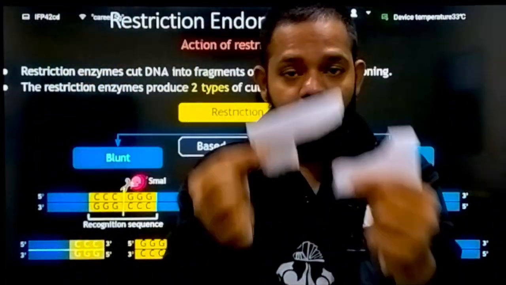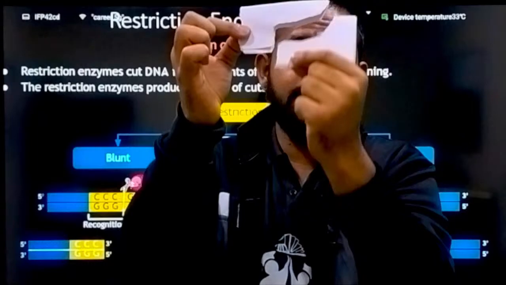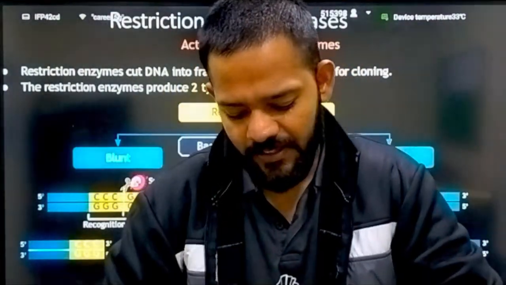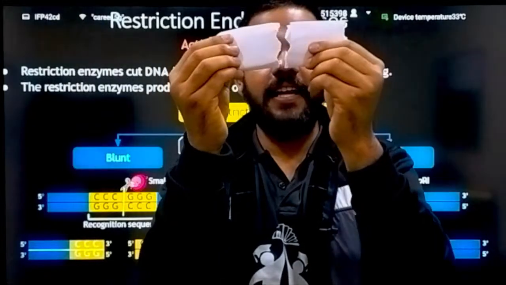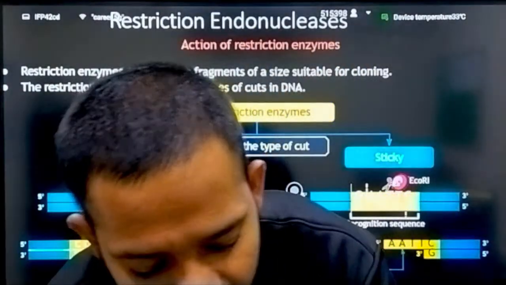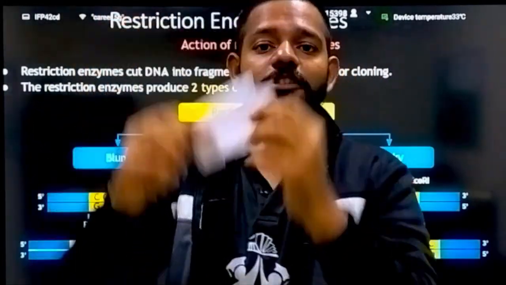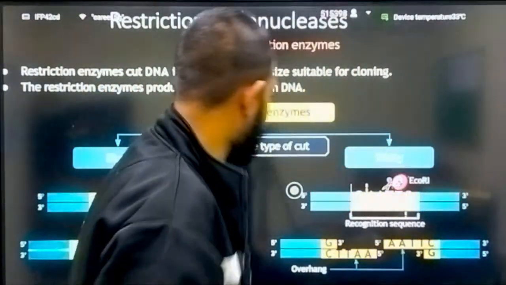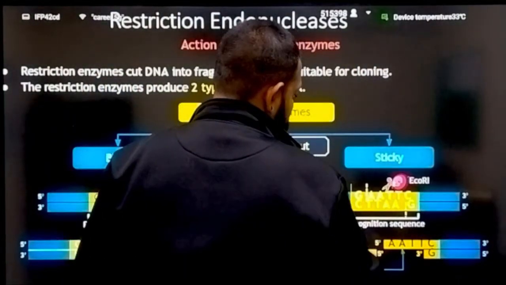Okay, this is your sticky end. And when you talk about the blunt end, this is the blunt end, cut by your restriction endonuclease, and this is your sticky end, cut with the help of restriction endonucleases. In this image you can see it will cut from 5' to 3' direction.